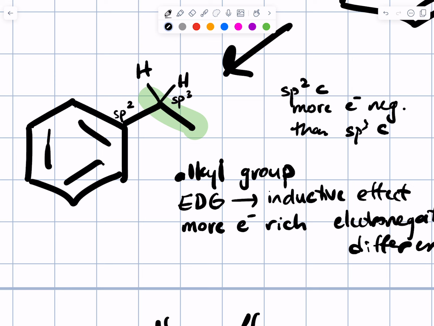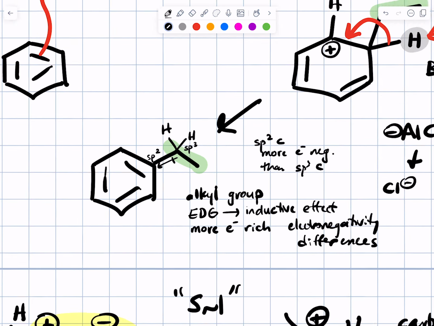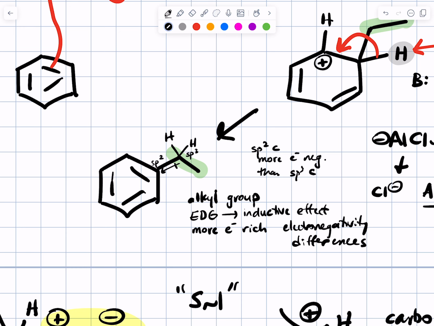Therefore, sp3 carbons can donate electron density through a dipole to an sp2 carbon. So the more alkyl groups you have on a benzene ring, the more electron rich the benzene ring gets. Okay? So we're going to see that alkyl groups are inductive electron donating groups. They will also make the benzene ring electron rich.